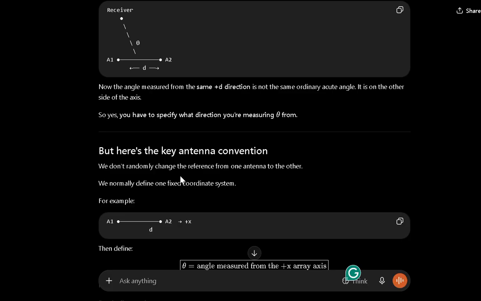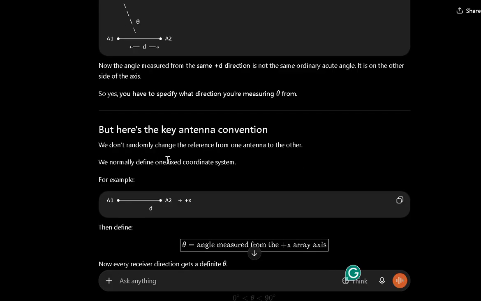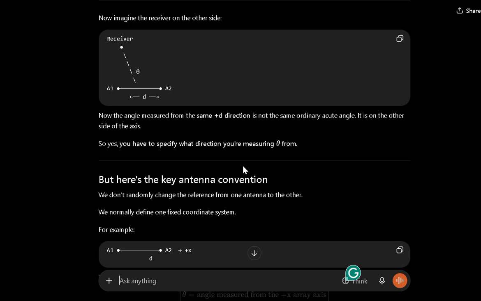But in the antenna convention, we don't randomly change the reference from one antenna to the other.